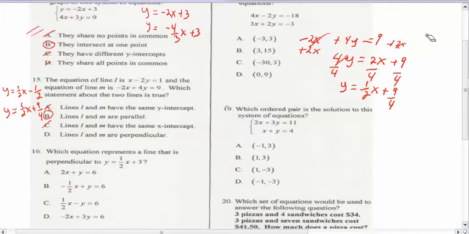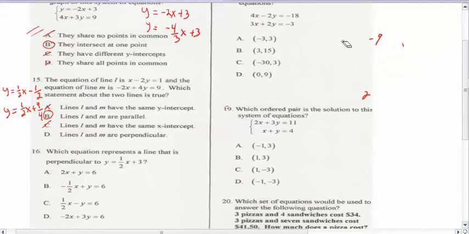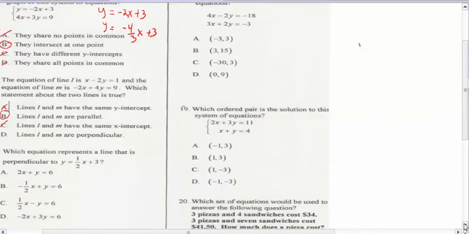Alright, I'm going to erase my work over here. Okay, number 16. Again, these last few are requiring a little bit more work.